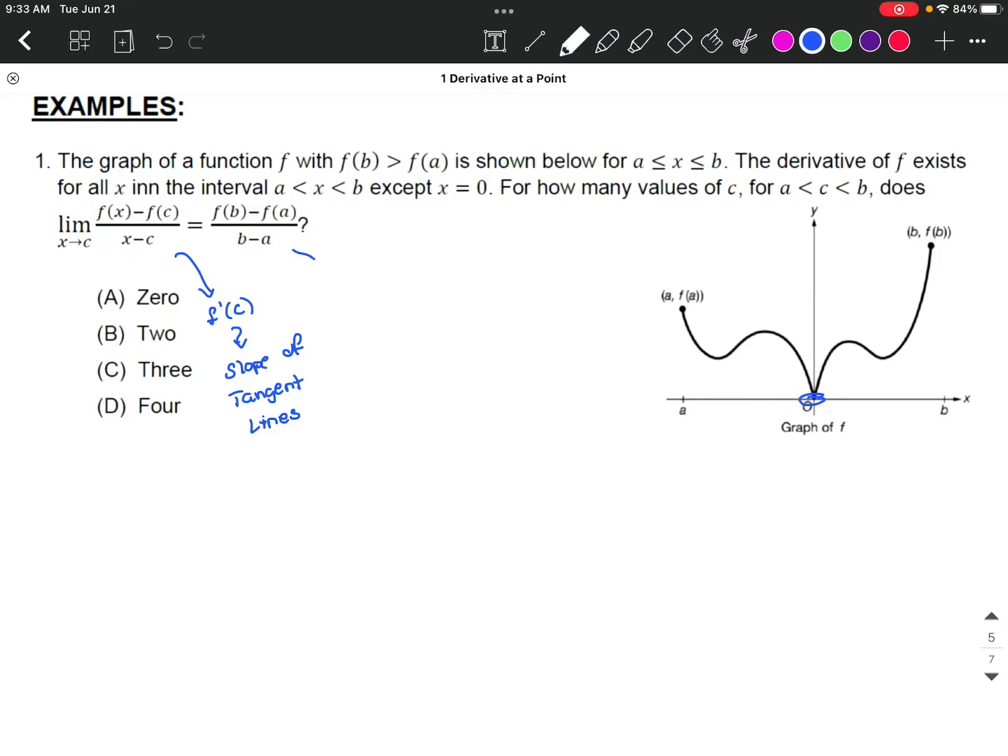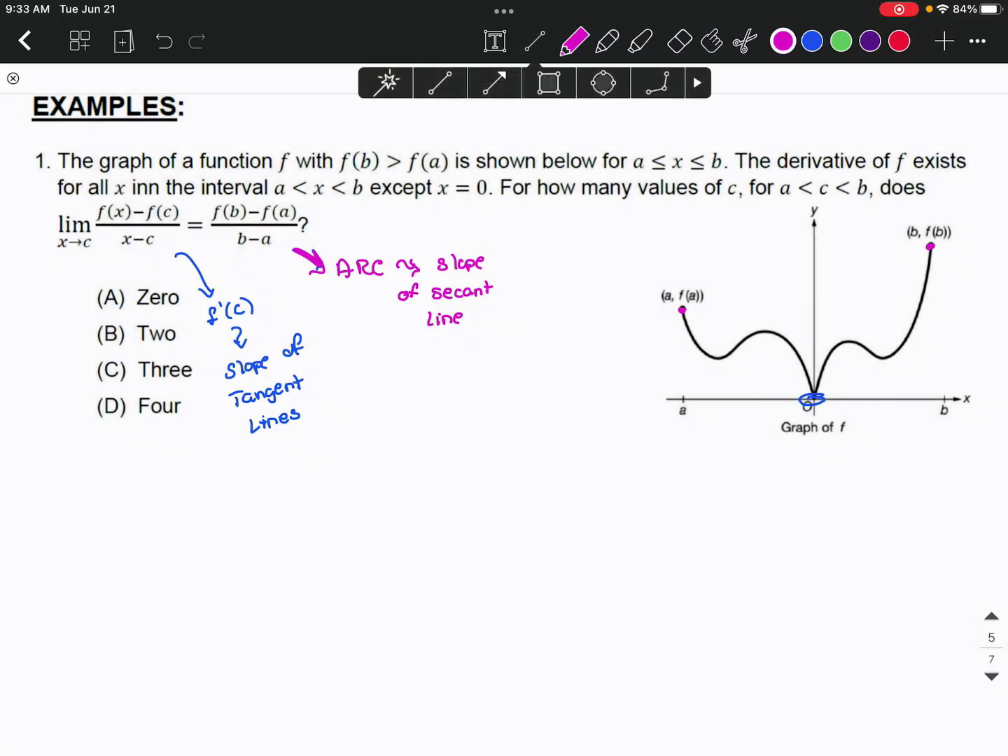Now this f of b minus f of a over b minus a, that's an average rate of change formula. That's just the slope of a secant. So let's start with the slope of the secant line from a to b.